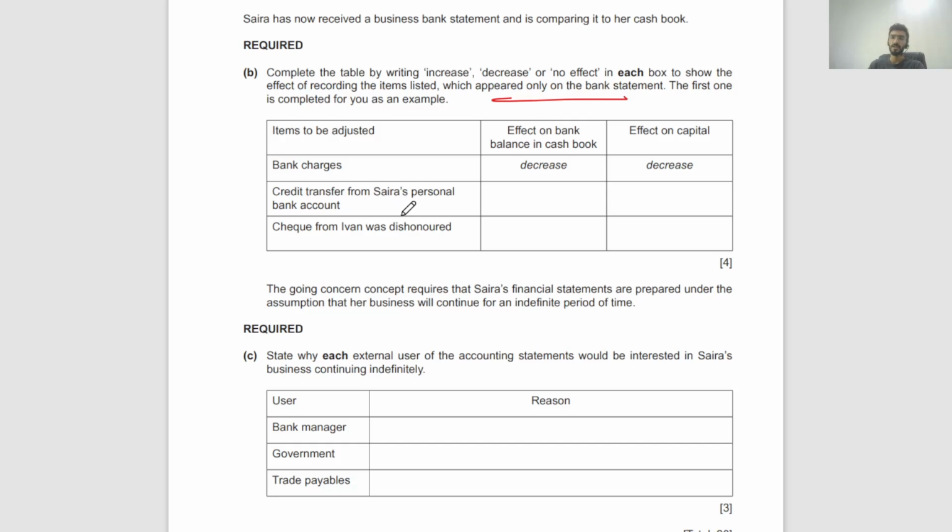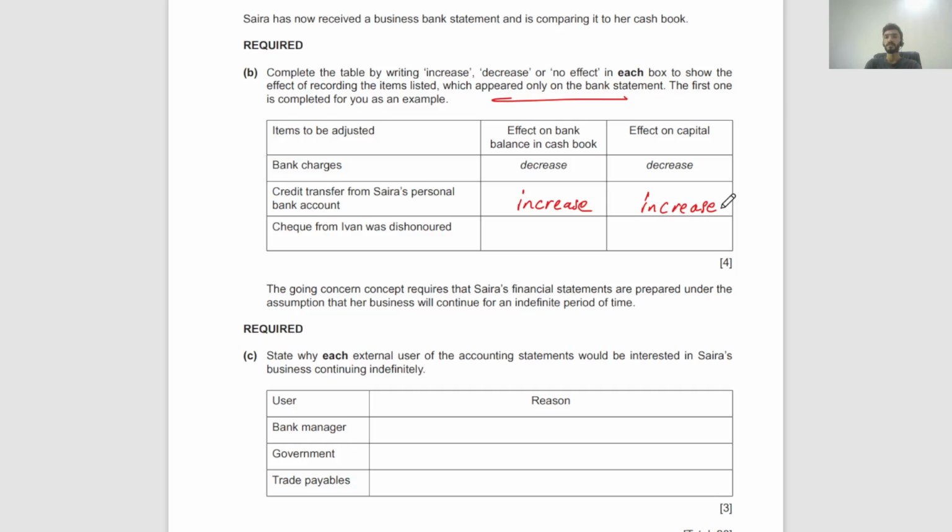Credit transfer from Syra's personal bank account. What will happen to your business bank account balance? In the cash book, it will go up. There'll be an increase, all right? Because your bank account is receiving money, Syra is investing more, transferring her own money to the business, and so the business bank account will go up. And also her capital will increase because that's capital introduced. Syra introduced more capital, capital goes up.